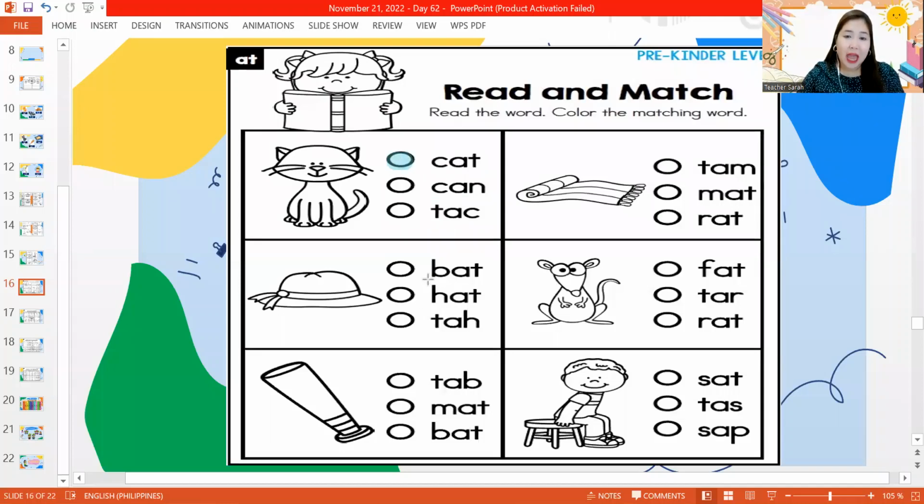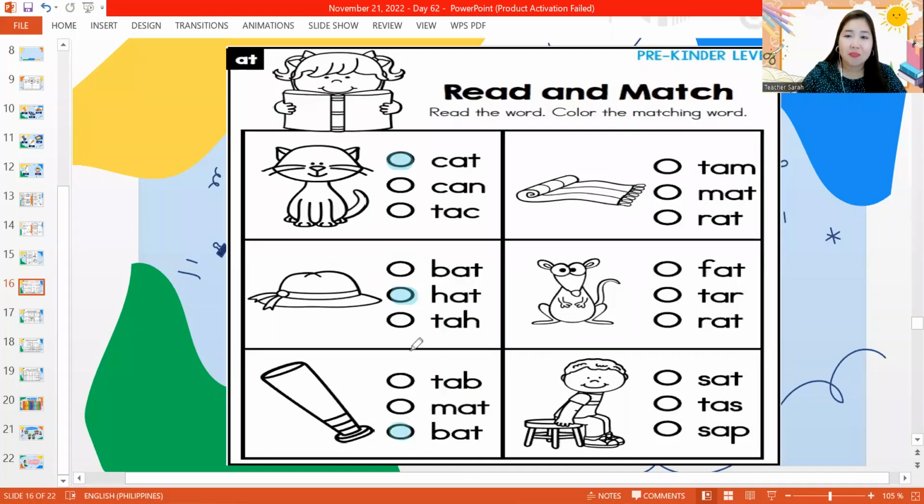Next page, we have bat, hat, and tap. Okay, so which one is the picture? It is a hat. Good job. Next one, we have ab, tab, mat, and a bat. Very good. And what is our picture? It is a picture of a bat.